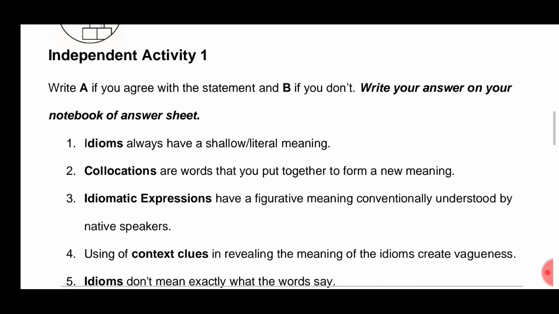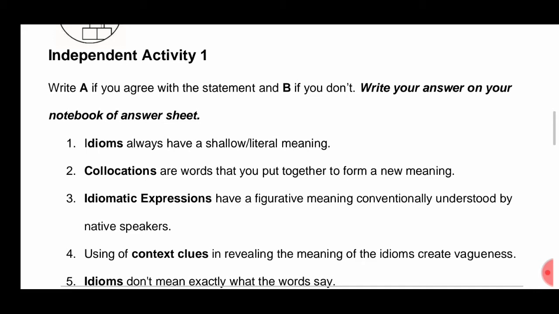Idioms always have a shallow or literal meaning. Mababaw lang daw yung meaning niya. Do you agree or not? Okay, the answer is B. No, it's B because it has its hidden meaning. Malalim yung kahulugan niya, no? Figurative. We cannot define it. We cannot define the idioms through the word-by-word meaning, the literal meaning.